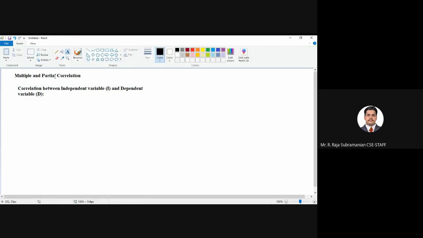The correlation between an independent and dependent variable, we denote the correlation as R, right? We actually usually do that. We denote the correlation as R, and the correlation between an independent and dependent variable can be expressed as, I'll increase the size, say R_DI, so dependent variable D and independent variable I. There are two variables, and I need to take the correlation between these two variables, right?